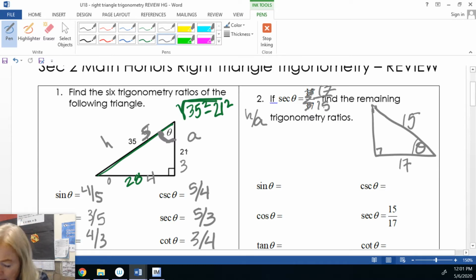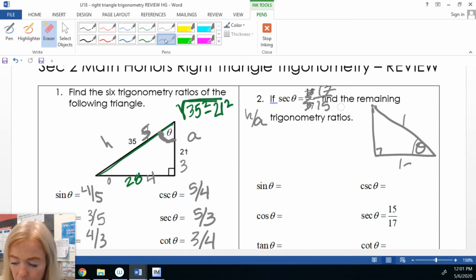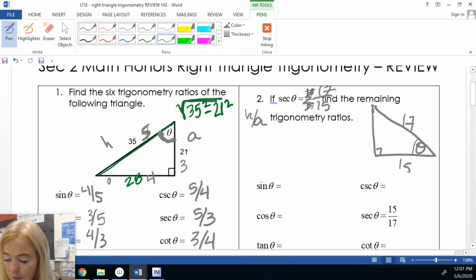That can't happen. I can't have a hypotenuse that's 15 and a side that's 17. So fix that in your copy. It'll have to be 17 and 15. All right, 17 is bigger, and it has to be the hypotenuse. The hypotenuse must be bigger than the side.